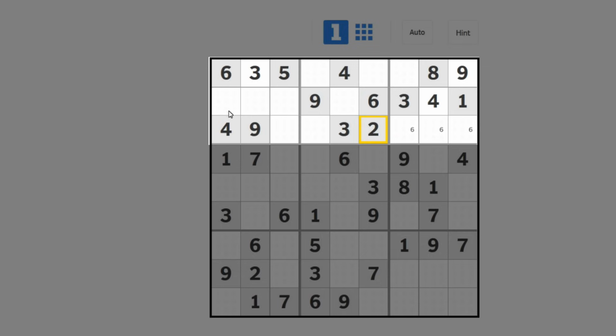So in this block, there has to be a number 2 in this block because all the numbers have to be in each block. There's no number 2 in this block, and it can't go here because we already have a 2 in this row.